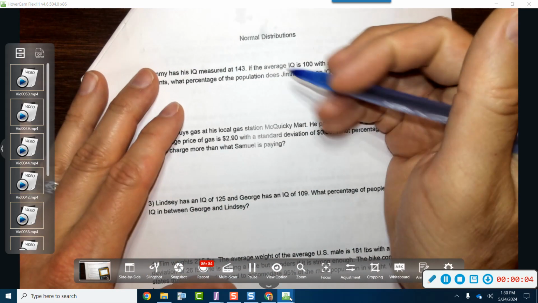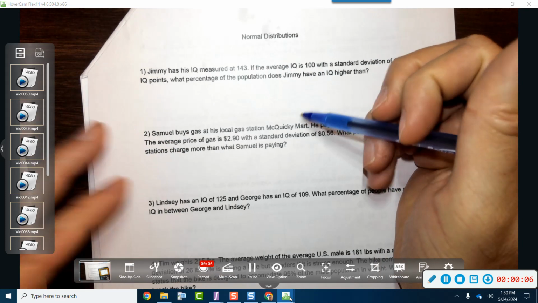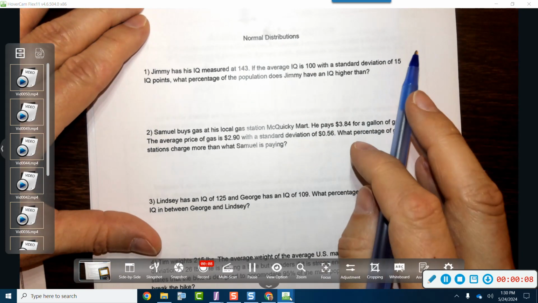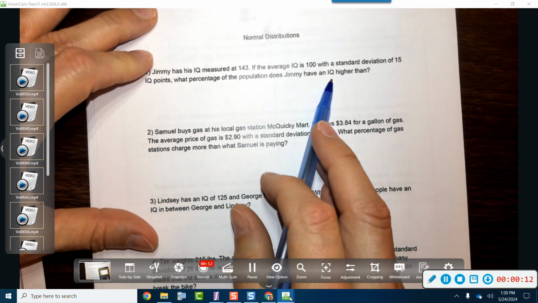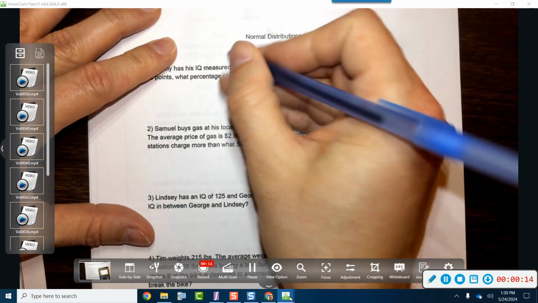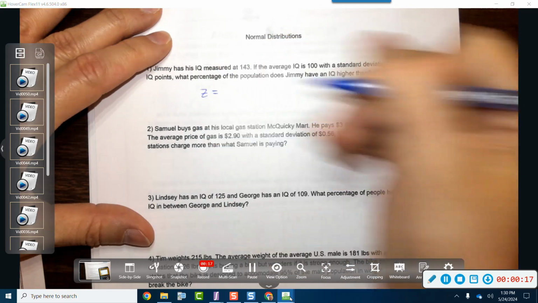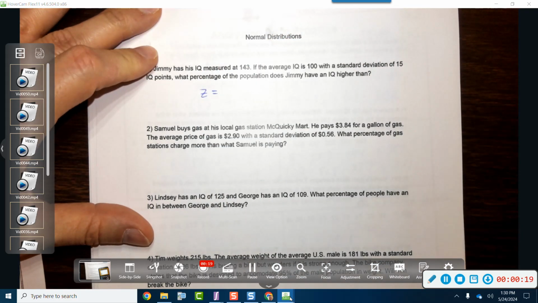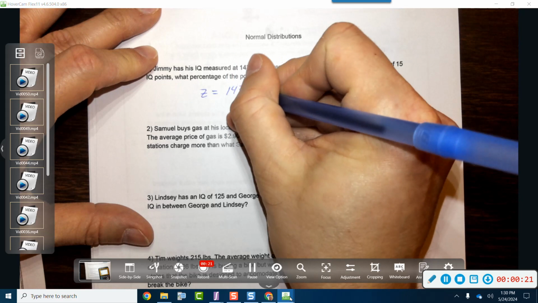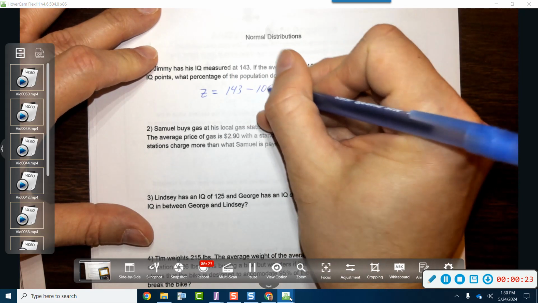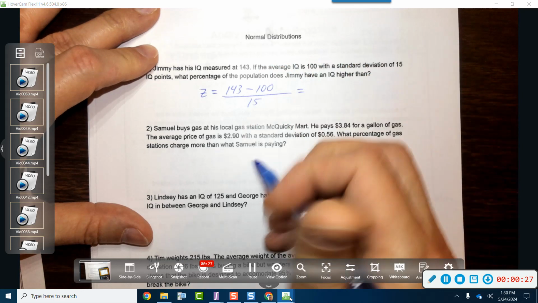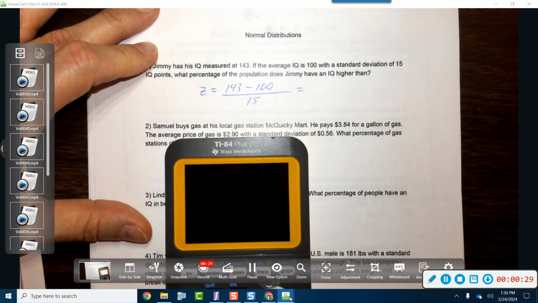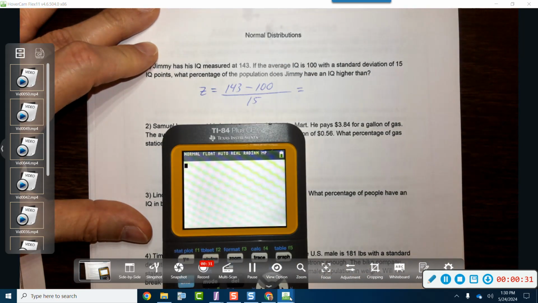Jimmy has an IQ measured at 143. The average is 100, which is pretty normal, and the standard deviation is 15. What percentage of the population does Jimmy have an IQ higher than? So let's figure out Jimmy's z-score. He's at 143, and the average is 100, so clearly he's above. The standard deviation of 15 is actually true for the IQ test. They're designed to do that.